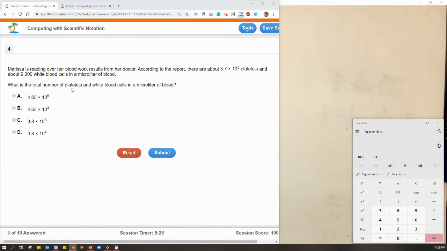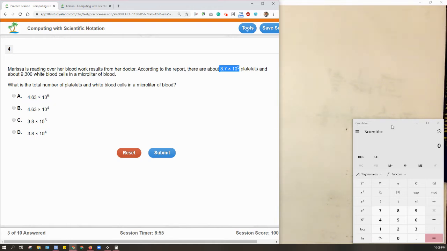What is the total number of platelets and white blood cells in a microliter of blood? So we're looking for a total number. According to the report, there's 3.7 times 10 to the fifth platelets, and about 9,300 white blood cells in a microliter. It wants the total, so we're going to have 3.7 times 10 to the fifth, and we're going to add 9,300.